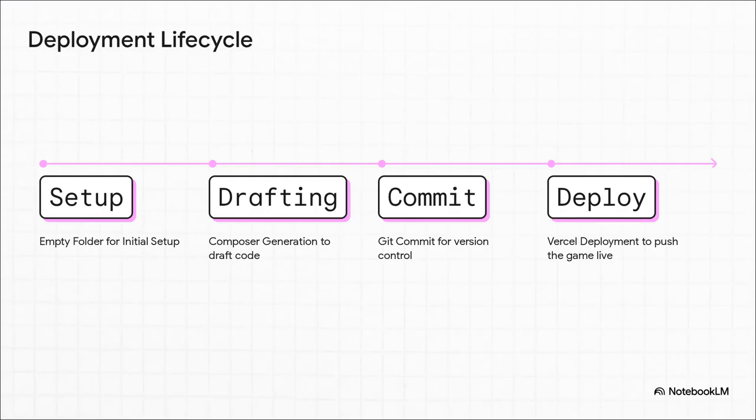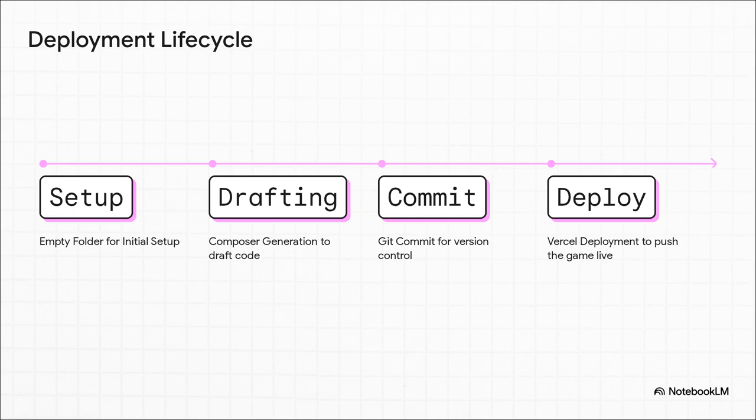Finally, step 6, iteration and final deployment, shipping your game. Because a game isn't really a game until someone else can actually play it, right? So here is the complete deployment lifecycle we've just walked through. You started with an absolutely empty directory. You used the AI composer to rapidly draft and iterate on the code.